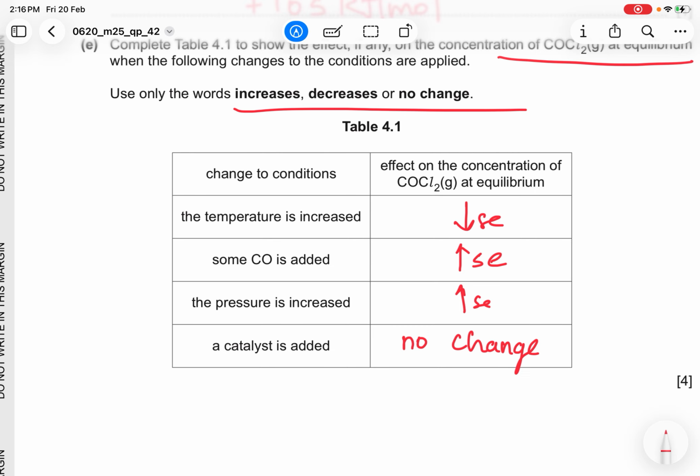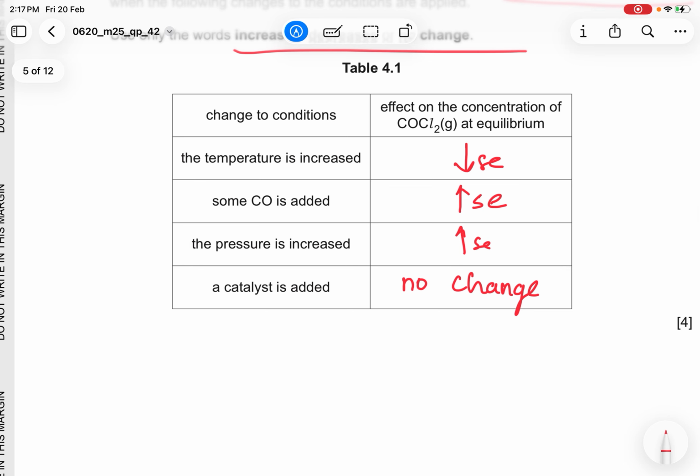Last is the catalyst is added. So whenever we add a catalyst, there is no effect on the position of the equilibrium or the concentration at equilibrium, and hence there will be no change. A catalyst is always used to just increase the speed of the reaction.